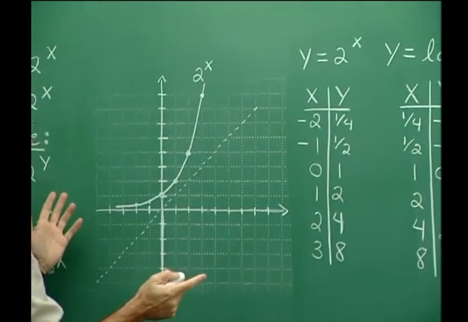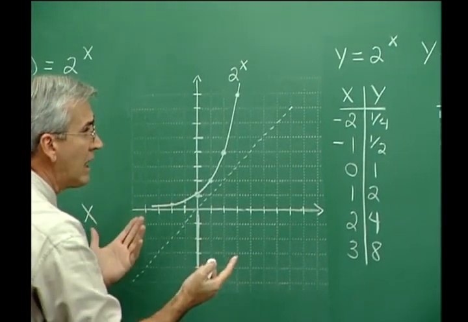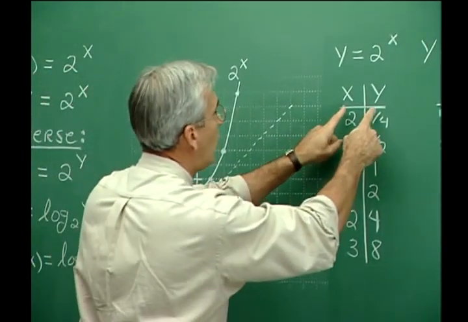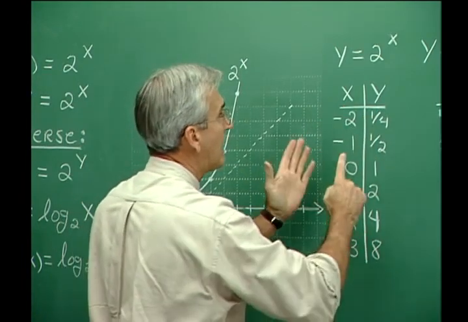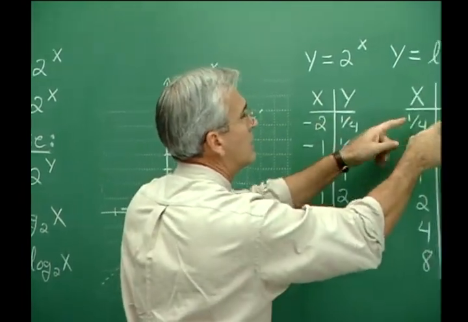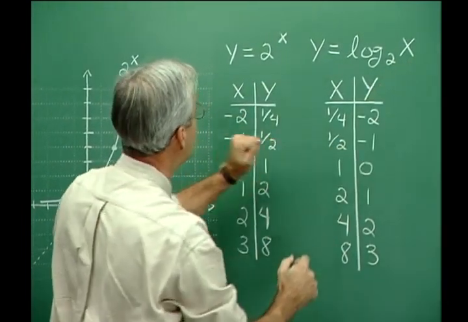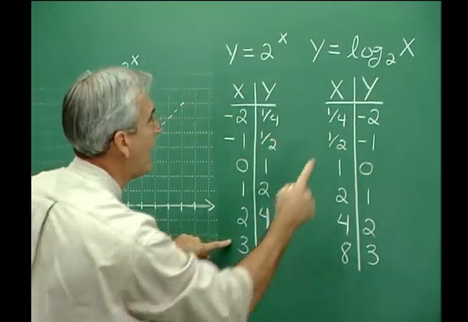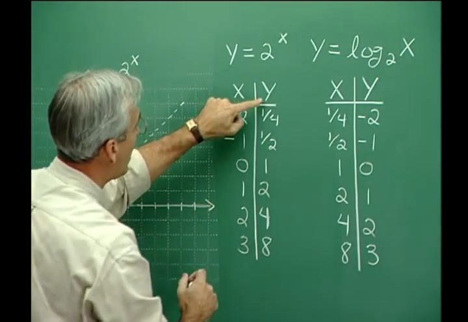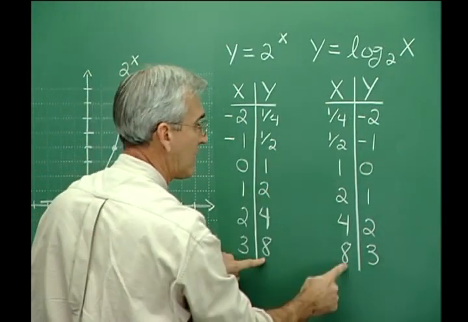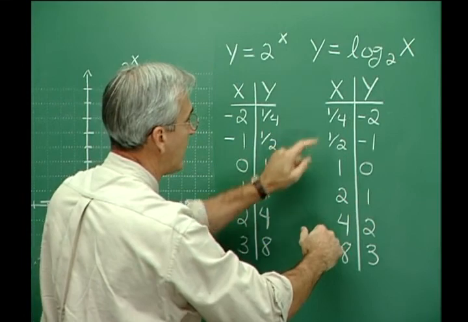All right, all I have to do to generate the graph of the inverse is to simply swap the role of x and y here. So I can make a table of values for the inverse function just by taking the x column here and writing it as the y column, and the y column here and writing it as the x column here. And then plot the points.